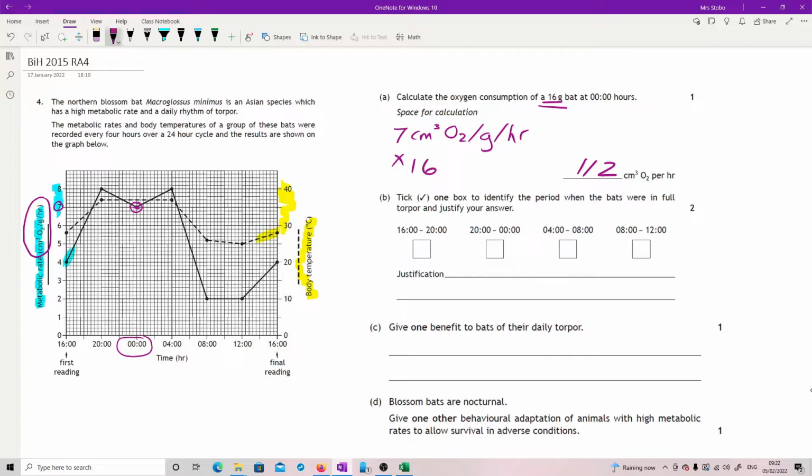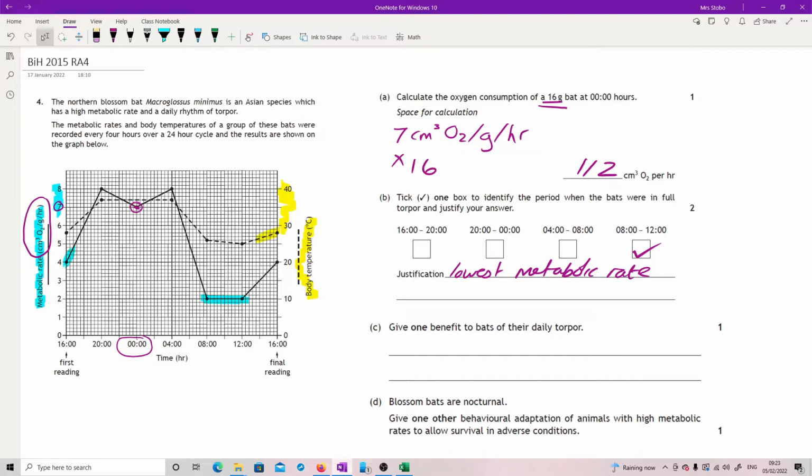Okay. Tick one box to identify the period when the bats were in full torpor and justify your answer. Okay, you need to recognise the definition of torpor is that we have a reduced metabolic rate. So we're looking for the point at which the metabolic rate was as low as it could go. So we're going here. Okay. So what have we got between 8 and 12 in the morning? There we go. And justification, it is the lowest metabolic rate. Okay, that's it. Don't need to go anywhere else.